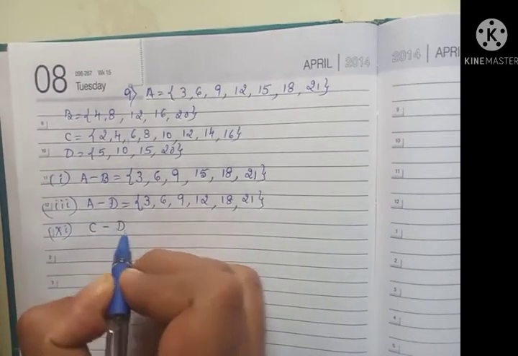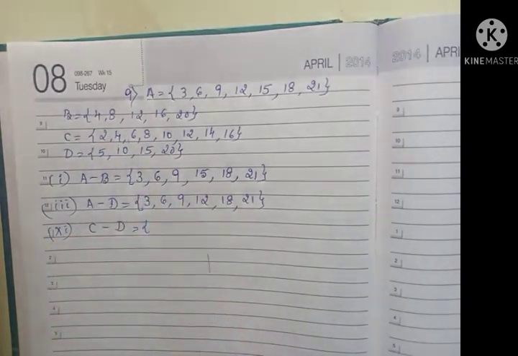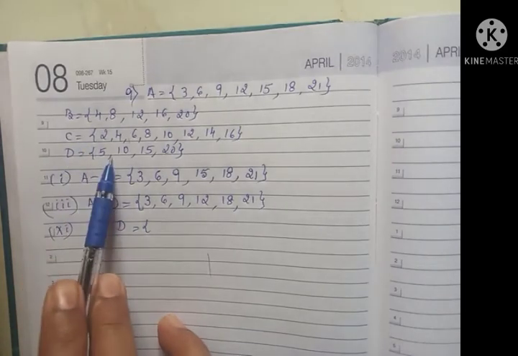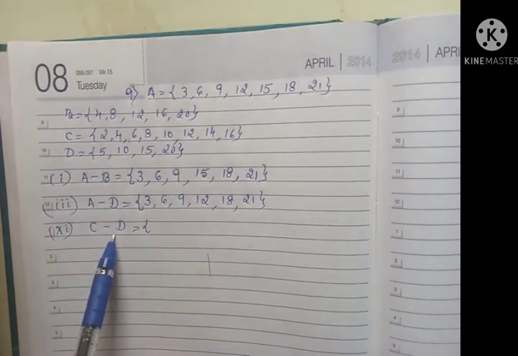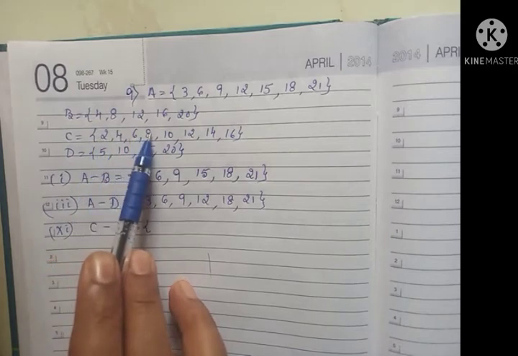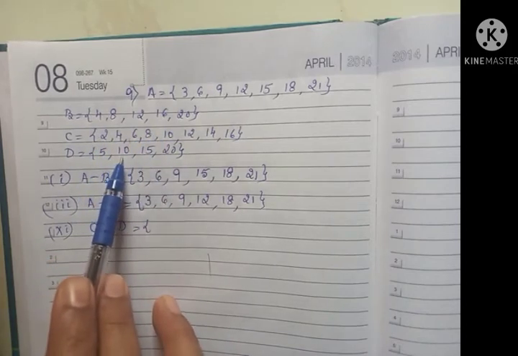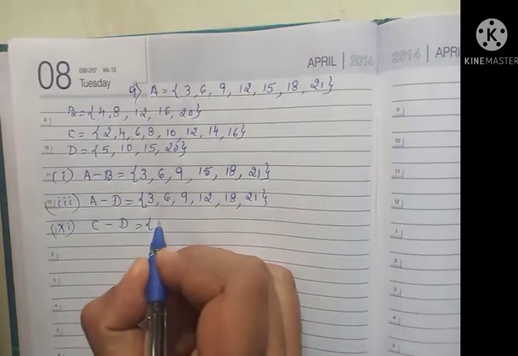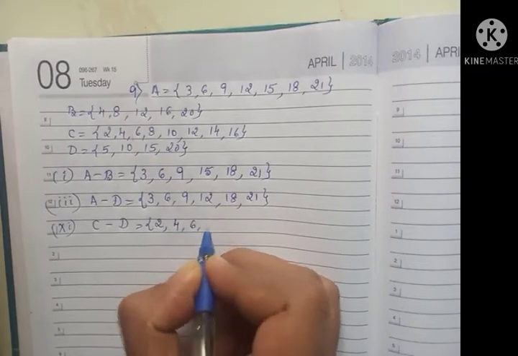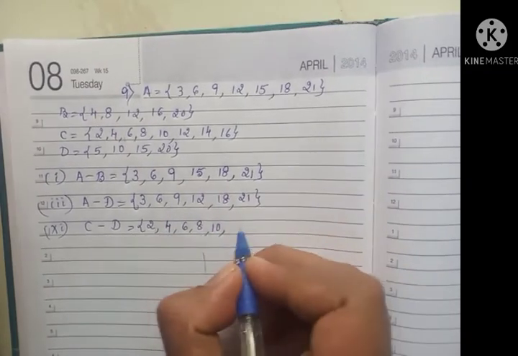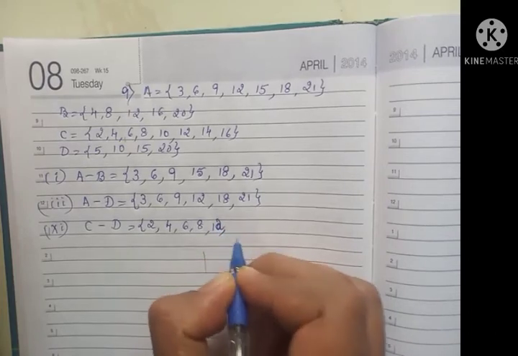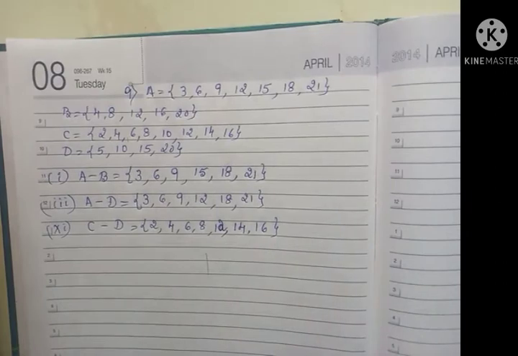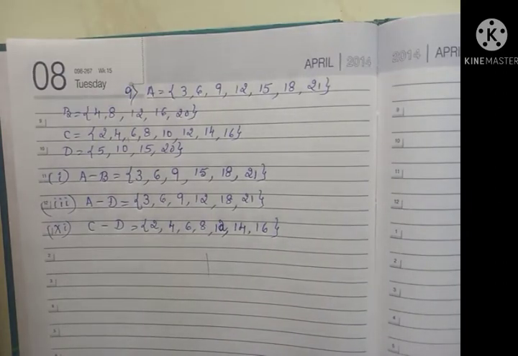C minus D. You have to write the elements of the first set which are not in the second set. D is the second set. So 2, 4, 6, 8. 10 I can't write because 10 belongs to D also. 12, 14, 16. So except 10 I can write all the elements: 2, 4, 6, 8, 12, 14, 16. So similarly find the remaining.